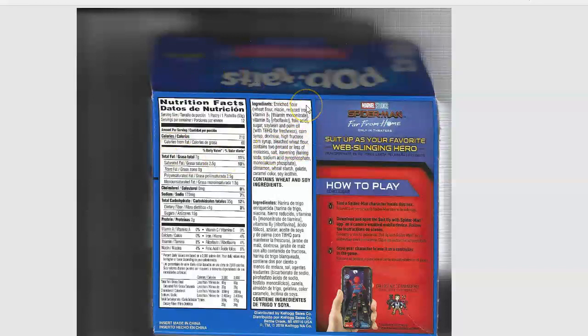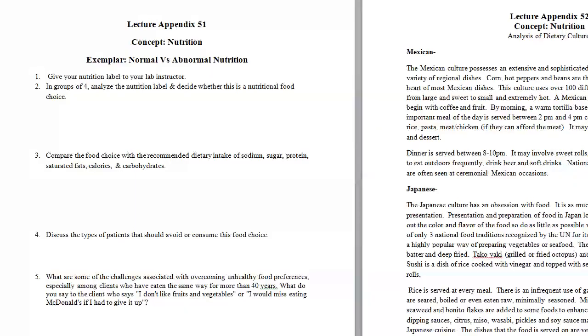So this is kind of fun to do as a class, but unfortunately we couldn't do this, but I wanted to give you a little bit of this now, so I scanned these for you to be more aware of the kind of foods we eat and what's exactly in our foods. So that's what Appendix 51 was about, just looking at all the recommended dietary intake of sodium, sugar, protein, saturated fats, carbohydrates, and definitely just how many calories you're taking in.